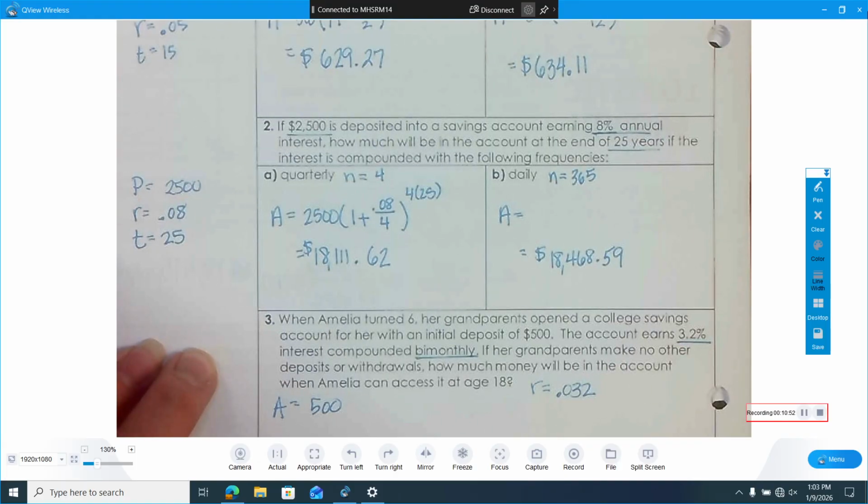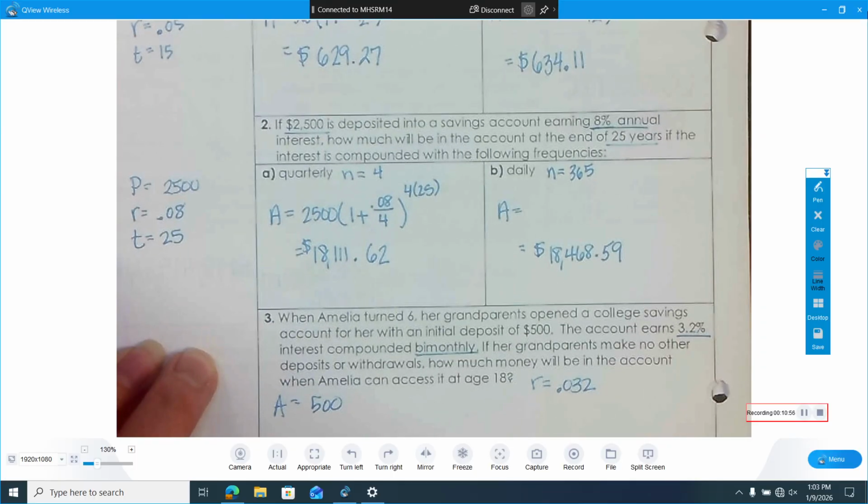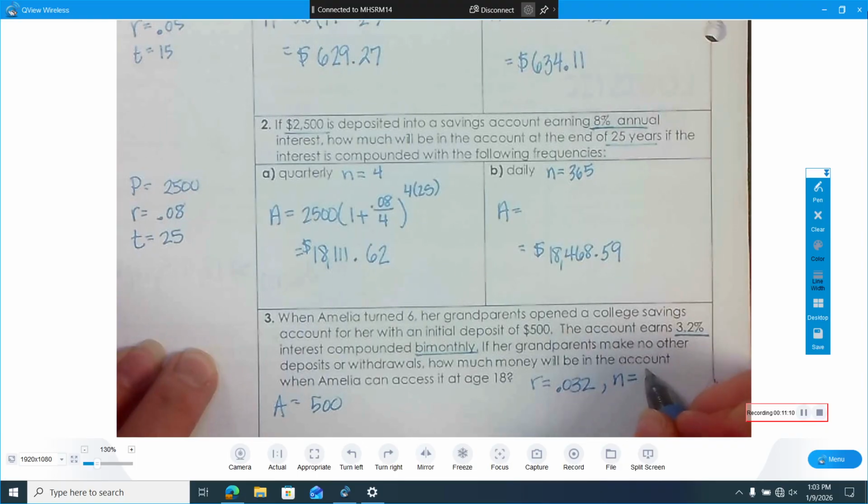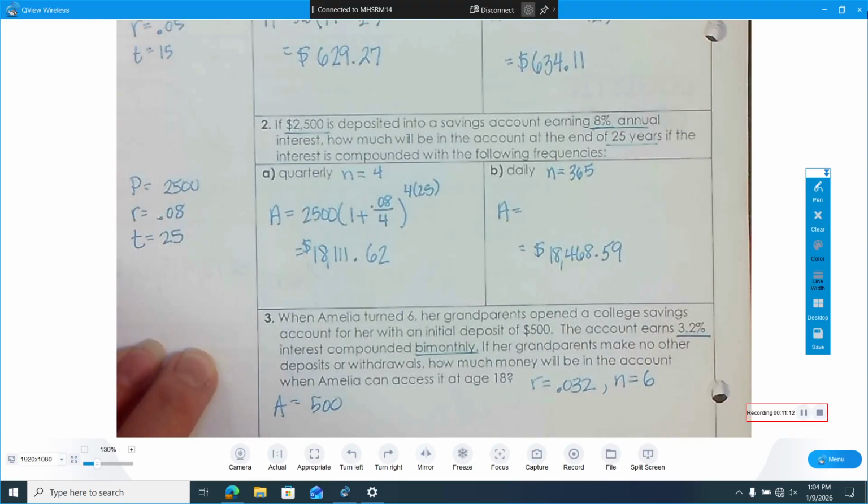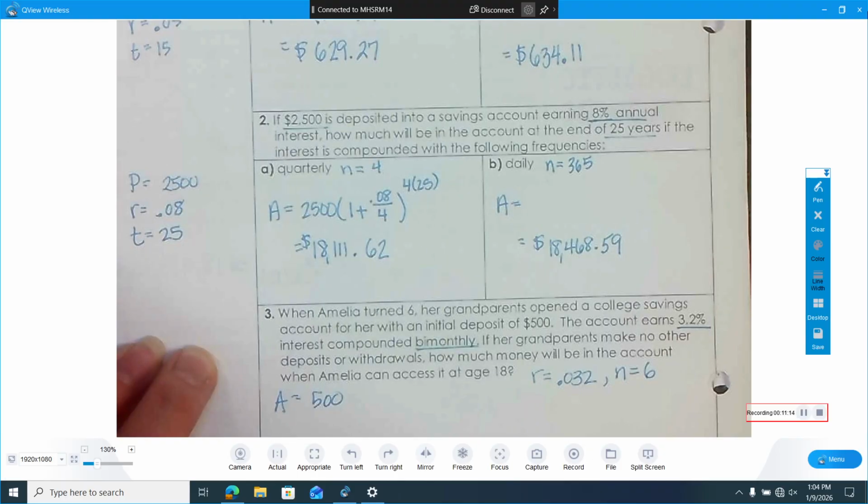Twice a month would be semi-monthly. Semi meaning half, at the halfway point of each month. So semi-monthly, you would have it twice a month, but bi-monthly is every 2 months. So compounded bi-monthly would be n equals 6. So every 2 months, okay? If our grandparents make no other deposits, how much money will be in the account when Amelia can access it at age 18?